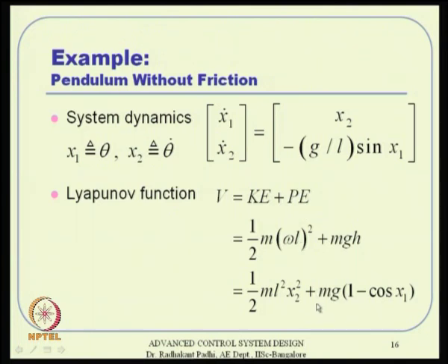Certainly it will satisfy the property that if x equal to 0, that means x1 and x2 are 0, then this term is 0, 1 minus 1 is 0 and this is also 0. So, V of 0 is 0. Any other point, any other condition, I have got some kinetic energy plus potential energy anyway. So, total energy is always going to be positive. So, I have got a right candidate for a Lyapunov function.